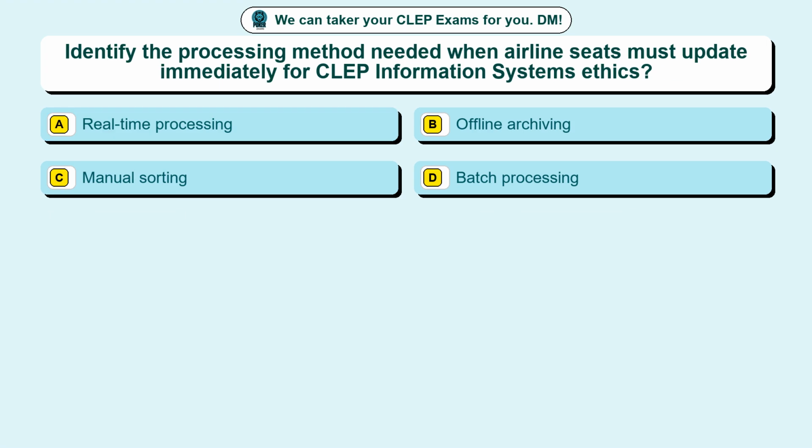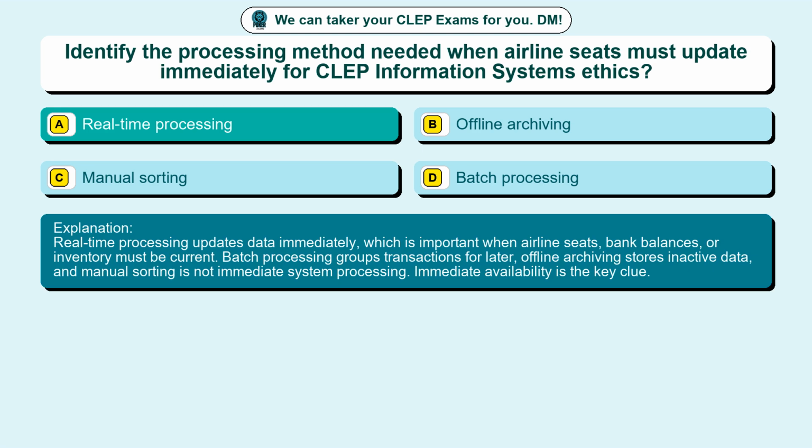Question 21. Identify the processing method needed when airline seats must update immediately for CLEP Information Systems ethics. Option A. Real-time processing. Option B. Offline archiving. Option C. Manual sorting. Option D. Batch processing. The correct answer is option A. Real-time processing. Real-time processing updates data immediately, which is important when airline seats, bank balances, or inventory must be current. Batch processing groups transactions for later, offline archiving stores inactive data, and manual sorting is not immediate system processing. Immediate availability is the key clue.